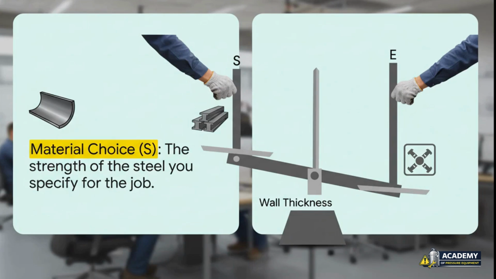So here's the crucial takeaway. You've got two big levers you can pull to make this design way more efficient. On one hand, you've got your material choice. You can spend more cash on a stronger steel to get a higher S value. And on the other hand, you've got your inspection level. You can spend more on labor and testing to get a higher E value. See? Both levers can make that wall thinner.